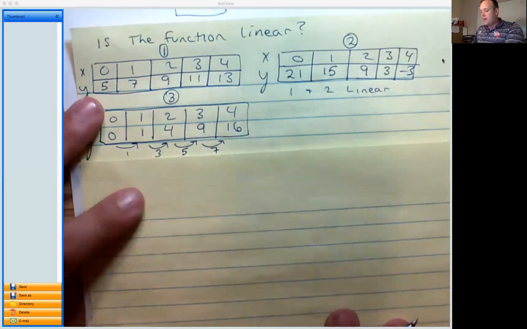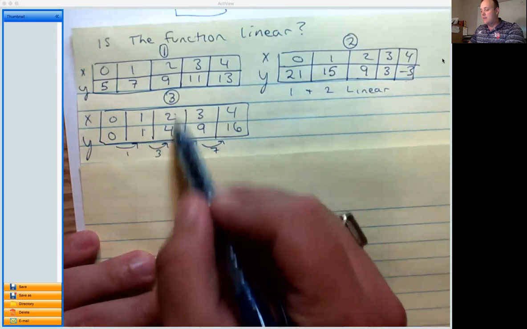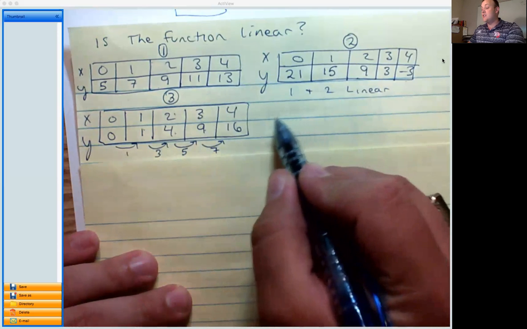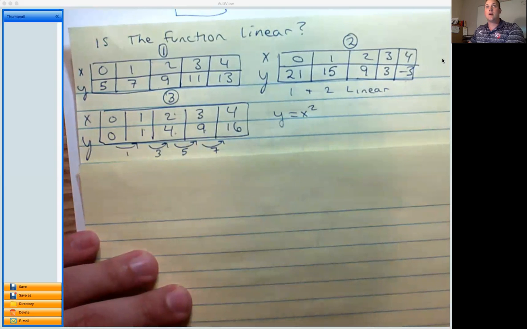Does anyone know what equation this would actually be? It's a nonlinear equation. This is nonlinear, that's correct. What's happening each time? It's getting squared. This is y equals x squared. So what is this called? It's a quadratic.